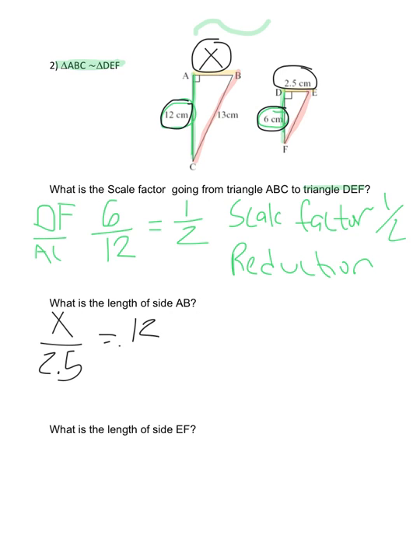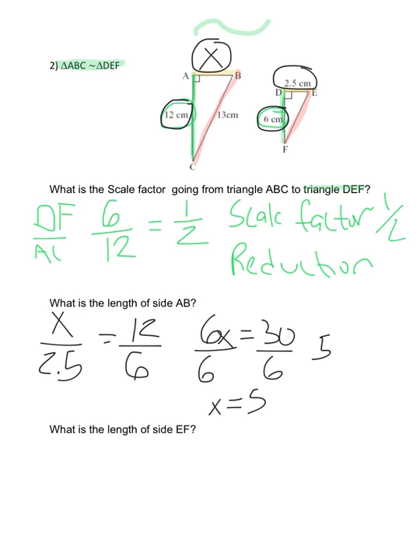12 to 6. Now for cross multiplying, x times 6 would give us 6x, and 12 times 2.5 would give us 30. If I divide each side by 6, I end up with x equals 5. So once again, we use a proportion and we end up with 5 centimeters. We know side length AB is 5 centimeters.